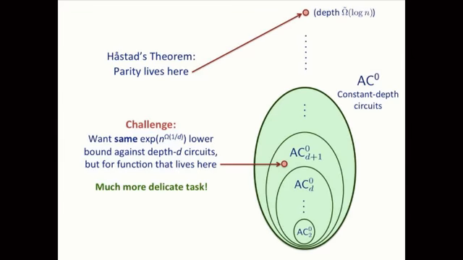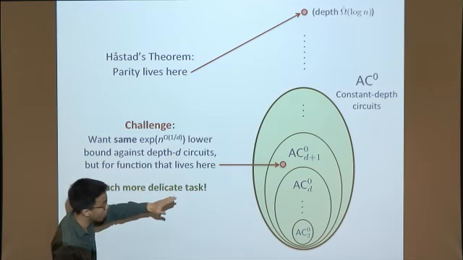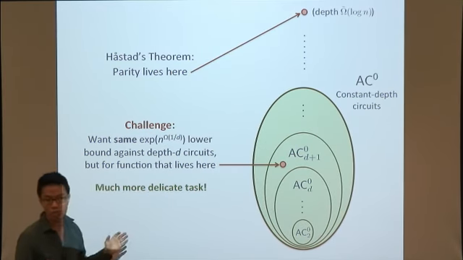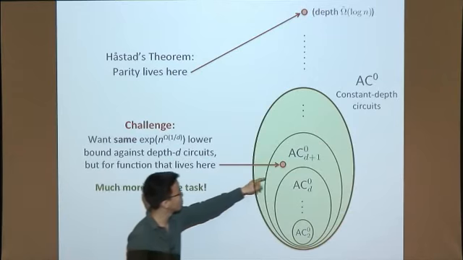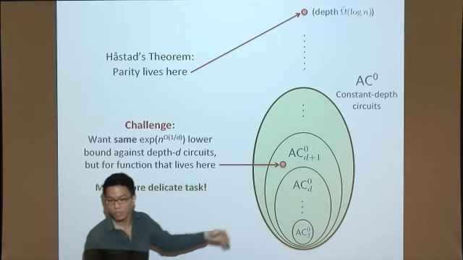I want the same lower bound against depth D circuits. So Hastad's theorem tells us that if you make me compute parity with depth D, I need 2 to the n to the 1 over d. So here's the challenge. I want the same lower bound against depth D circuits, but for a function that lives in AC0 depth D plus 1.